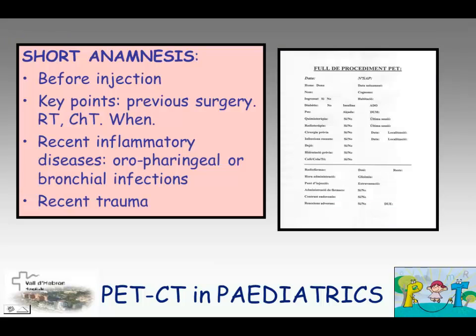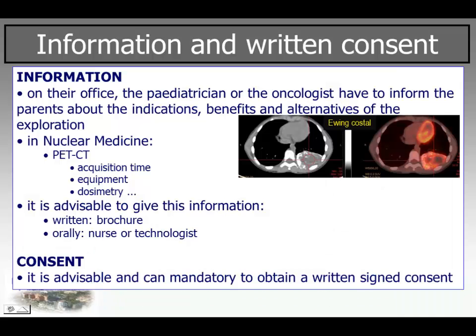Referring to the preparation, when the child arrives to our department and before injection, the nurses perform a short anamnesis, and the key points of this anamnesis are previous surgery, radiotherapy, chemotherapy, and when. They have to ask about recent inflammatory diseases, especially oropharyngeal or bronchial infections, in order to discard false positives in our scans. And also we have to ask about recent trauma.